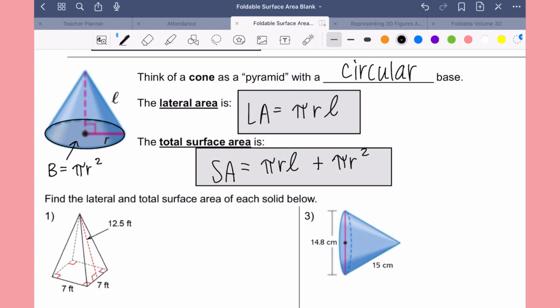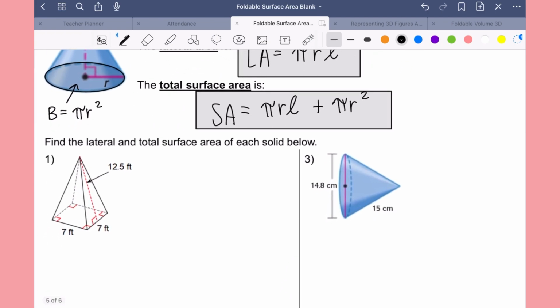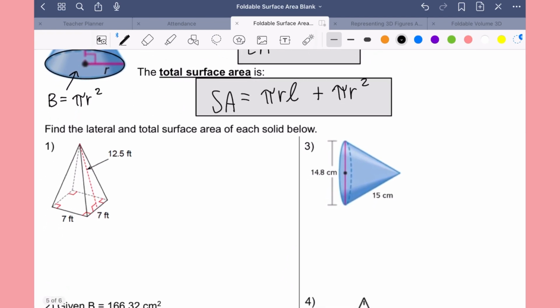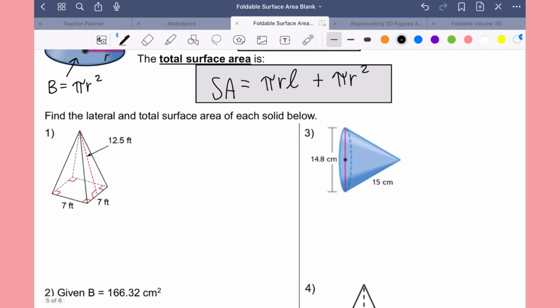Okay. Let's do the first two together. So for a pyramid, let's do the pyramid first. I'm going to label my slant height. So 12.5, see this dashed line right here? That is my slant height, okay? And my base is this shape down here. And I think it's a square. Yeah, it's a square. They have even sides.